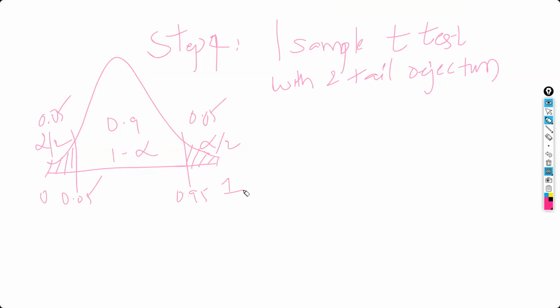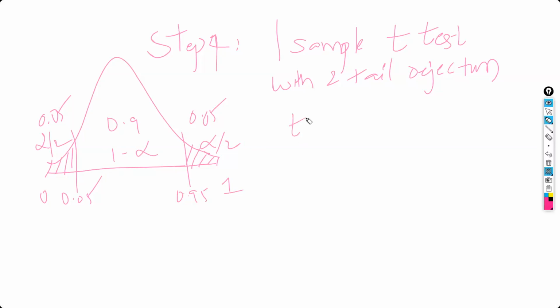Is the diagram clear? Why have we taken alpha by 2? Because it is a two tail test. For a left tail test or right tail test, only alpha. For a two tail test, alpha by 2, because the total should be alpha only. If you include both sides, overall alpha should be there. After that, what is the next step? Select the test is completed. After that, apply the test.